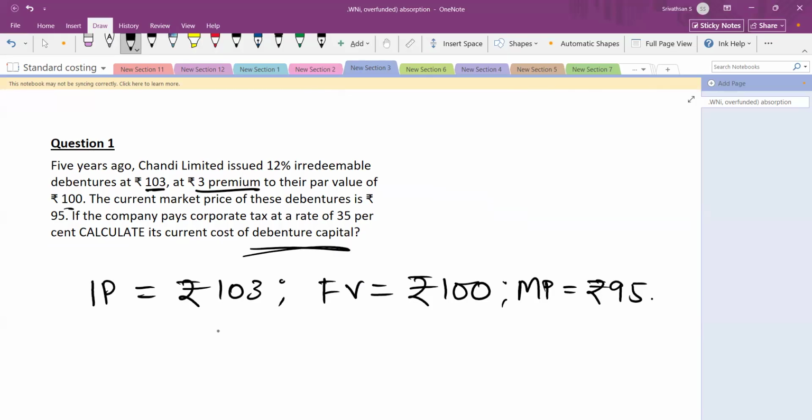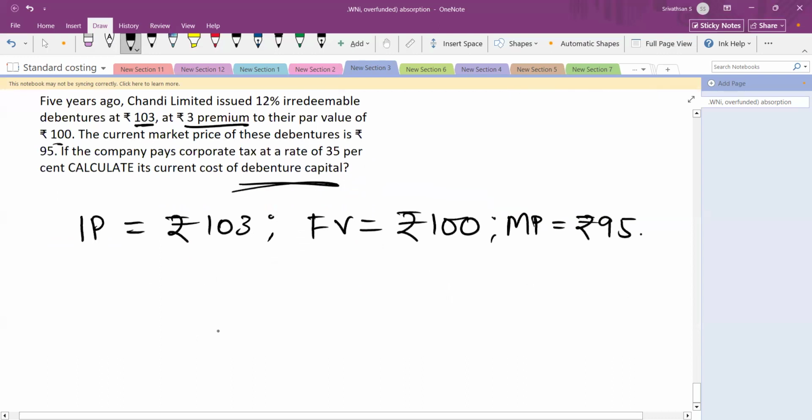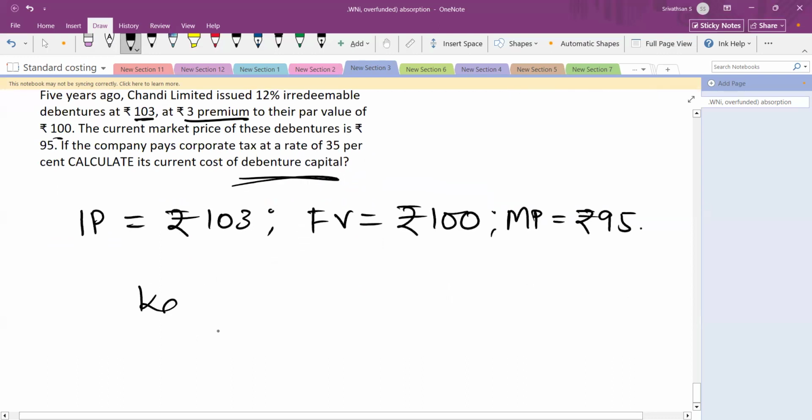Now first we have to identify whether it is an irredeemable debt or redeemable debt. In this question, the maturity period of the debenture is not mentioned. So it is clear that it is an irredeemable debt. Right? We know the formula for calculating irredeemable debt. It is Kd is equal to I into (1 minus T) divided by the net proceeds. So here we have almost all the relevant information.